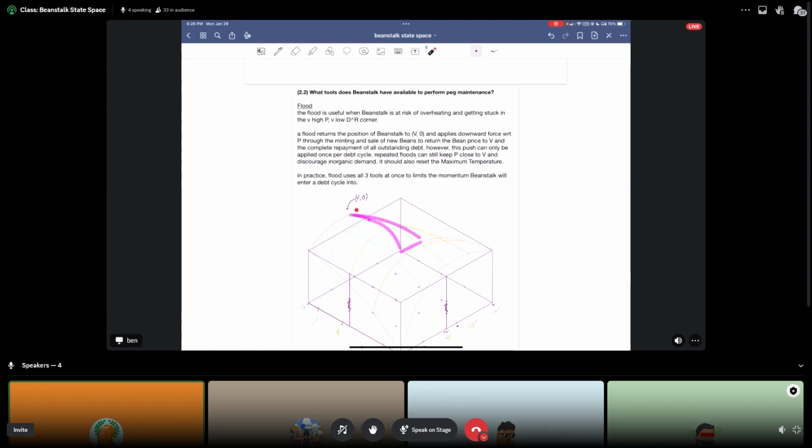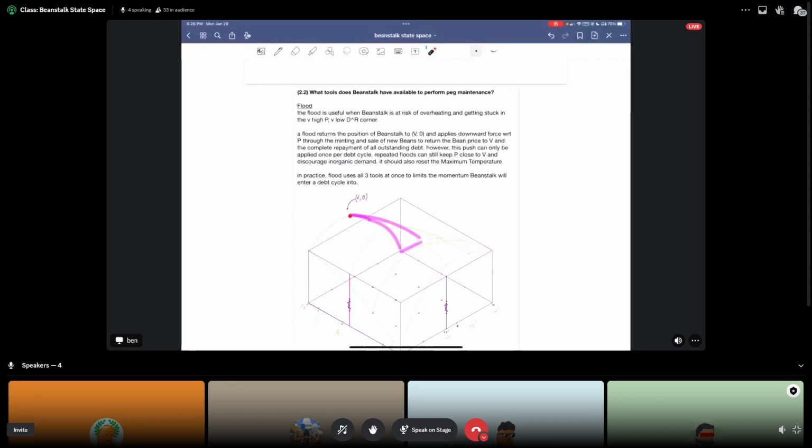It can sort of return its position back to the value peg, pay off all of its debt, so it's right back here. And then by paying off all the debt, there's some sort of natural downward force to send it back over here. So instead of being over here, the flood sort of says, no, you can't be over here. You've got to stay over here. That's what the flood is doing.